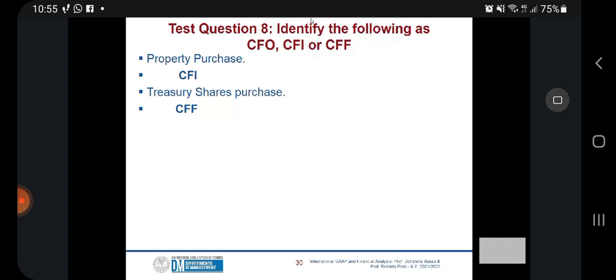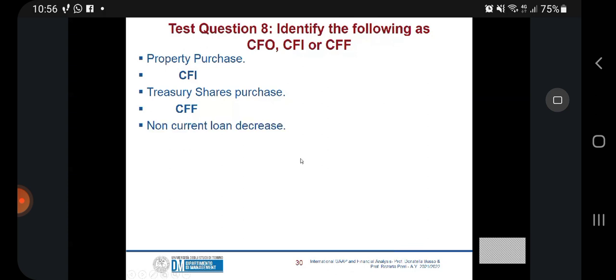Now, each time that I repurchase my shares, that will change the structure of the equity in the balance sheet, and therefore it is part of cash flow from financing activity. Once again, why? It changes the structure of financing of the company. More to say about treasury shares later, at the next lecture on earnings per share.